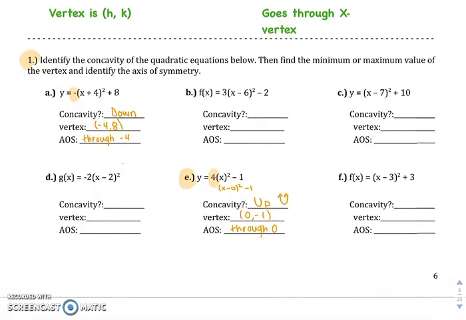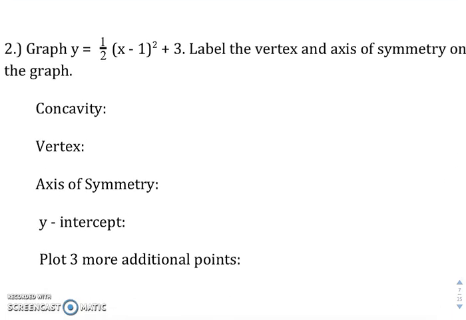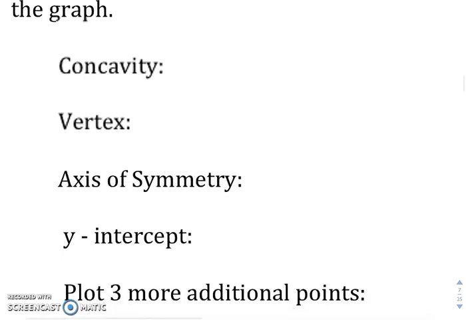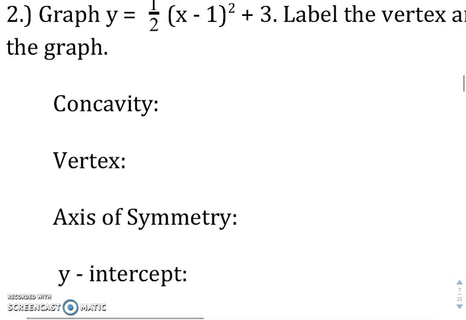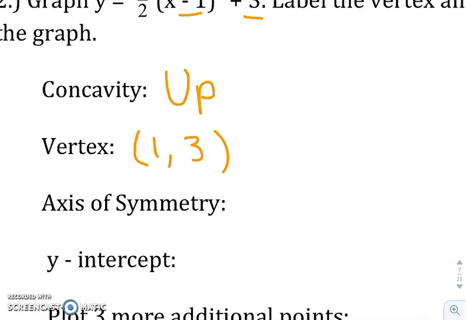So let's go ahead and actually do the graphing of one of them. In the problem 1/2 times x minus 1 squared plus 3, let's answer what we can over here on the left. I know it's going to concave up because the 1/2 is positive. The vertex is going to be positive 1, 3. So the axis of symmetry will go through 1.